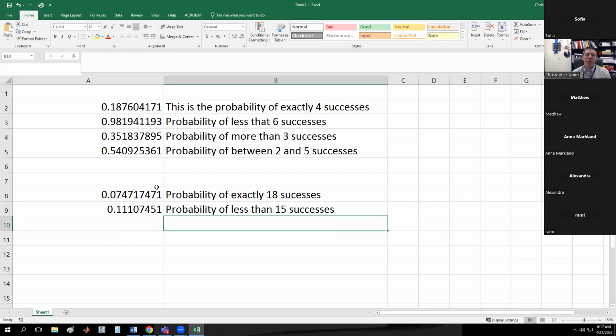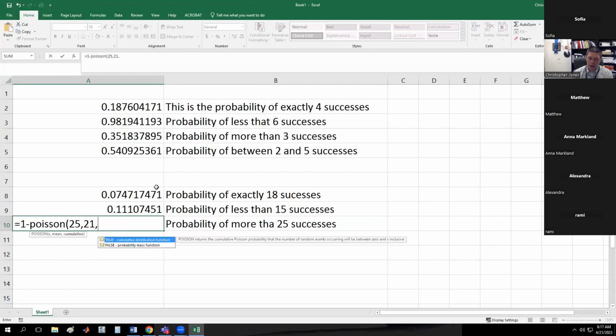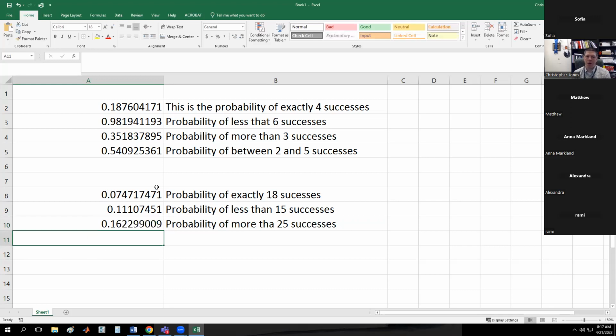Let's say I want to know what's the probability of more than 25 students visiting my office, given that 21 is the average. So say 25 successes. Once again, that would be the complement. So equal 1 minus Poisson, parenthesis. Oh, spelled it wrong. I would type in 25, comma, 21, comma, true. Hit enter. It gives me about a 16% probability.